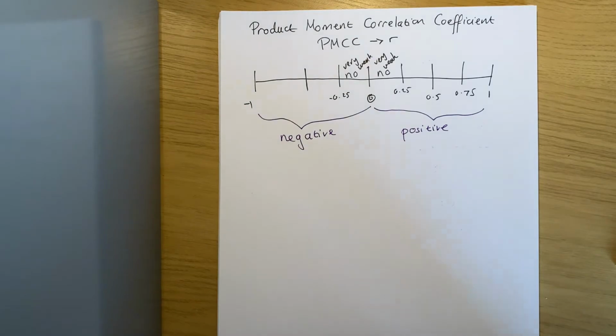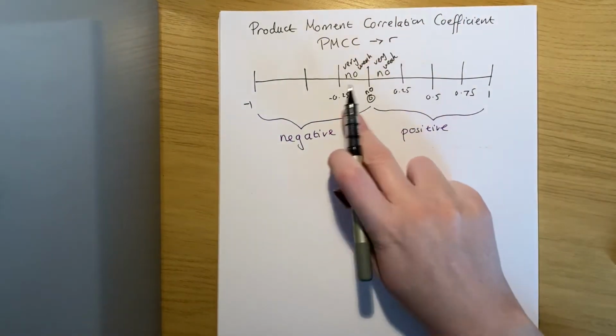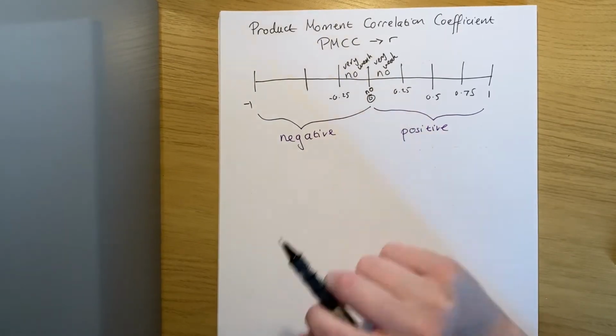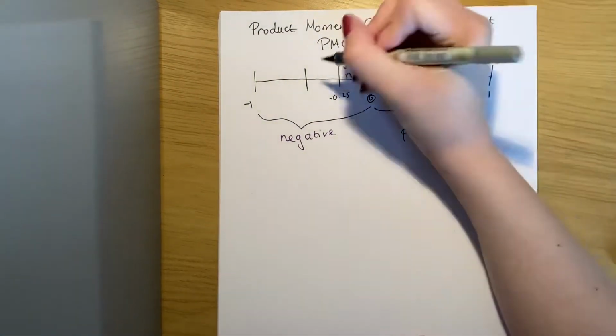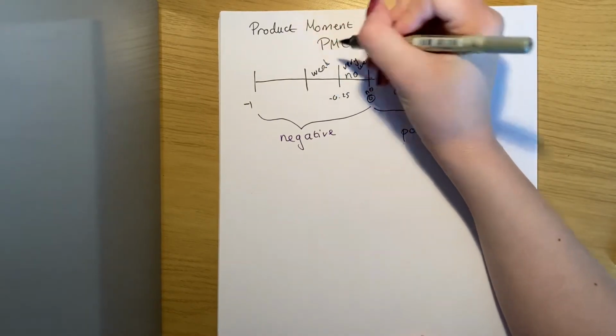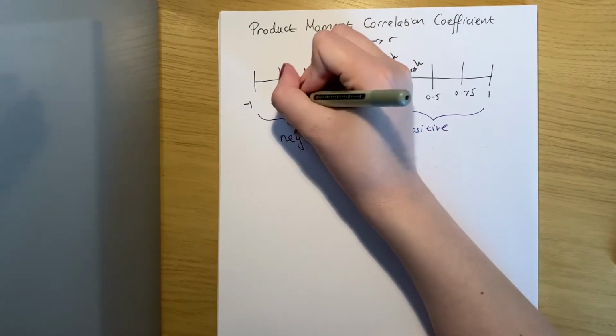So the book says if r is 0 or close to 0, then it's no correlation. I would call that pretty close to 0. If it's between plus or minus 0.25 and 0.5, that's generally a weak correlation.